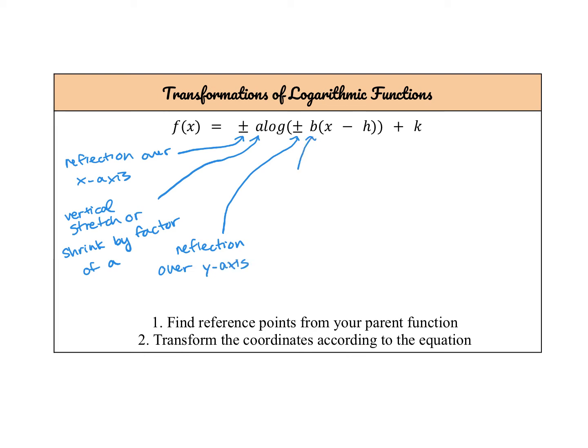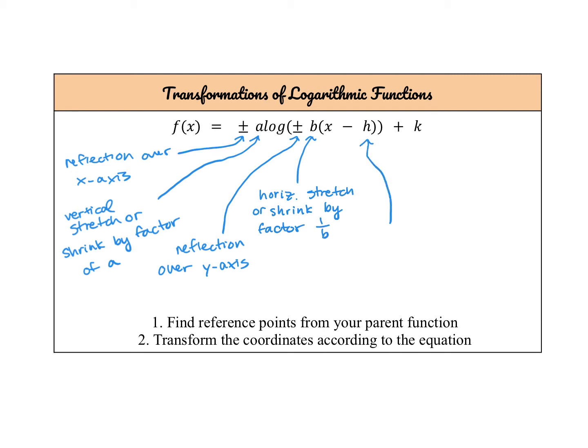If you have something multiplied to x, notice that it's factored out from this binomial. If there's also some type of sum or difference, you have to factor it out first. This would be a horizontal stretch or shrink. This one you have to be careful because it's by a factor of the reciprocal, so it's by a factor of 1 over b.